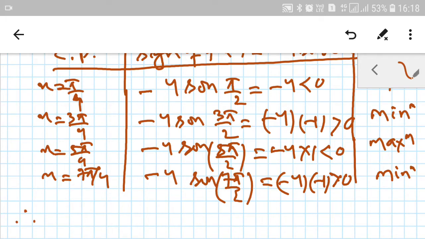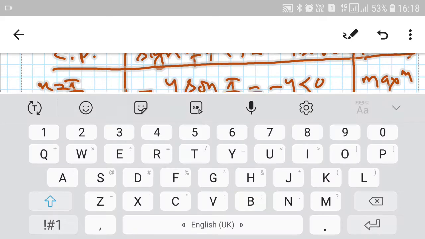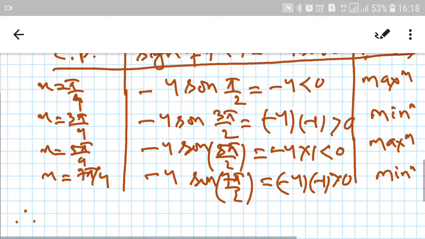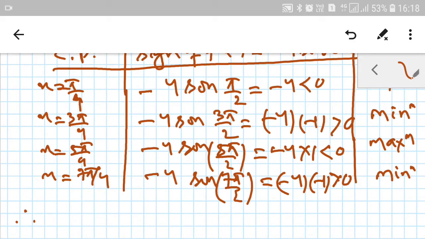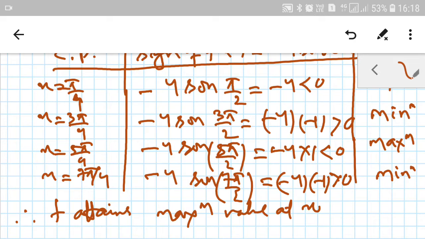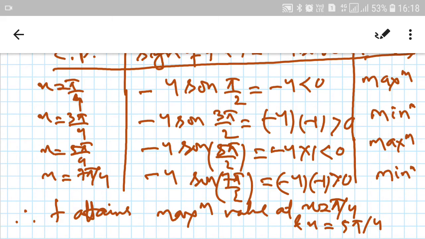Therefore, I have two things here, maxima and minima. At pi by 4 it attains the maxima, and also at 5 pi by 4 it attains the maxima. Therefore, f attains maximum value at x equals pi by 4 and also x equals 5 pi by 4. So these are the 2 points where our f(x) attains the maximum value.